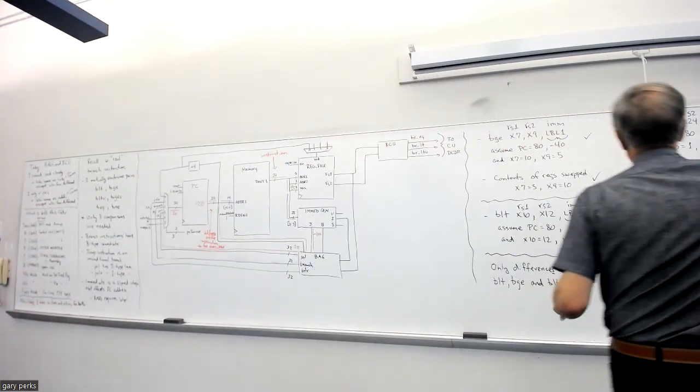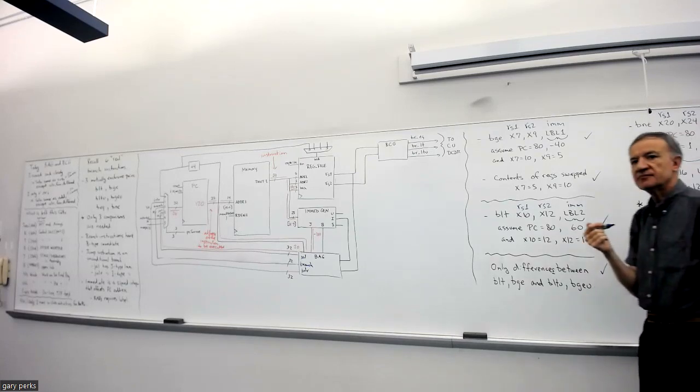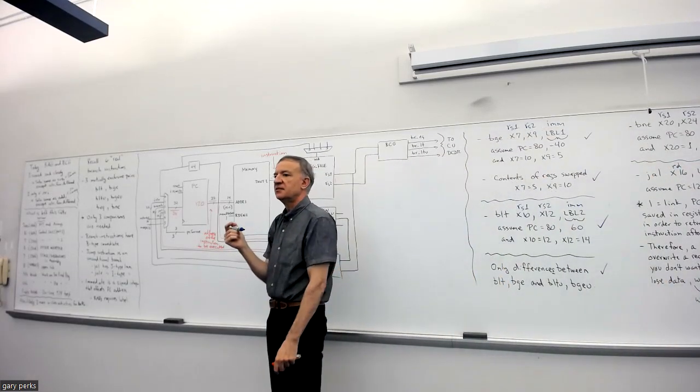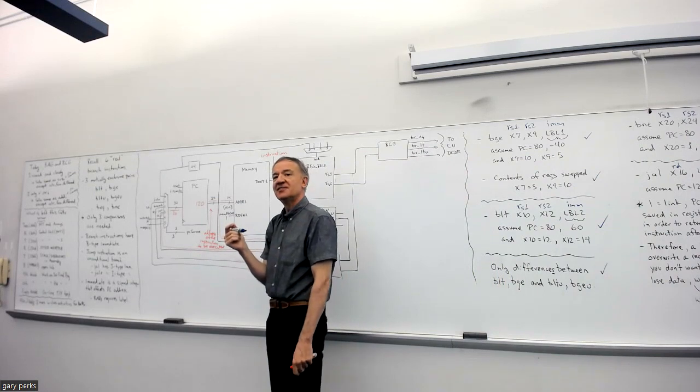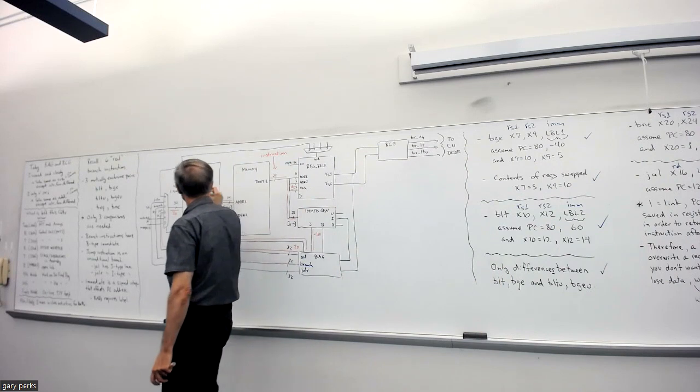Because again, this link part is we want to save the address of the next instruction. So where is that address? Where is PC plus 4 on the hardware? Where is it? Right here, isn't it?